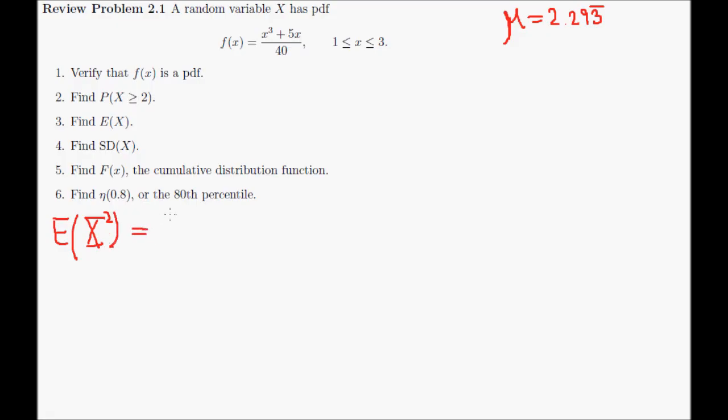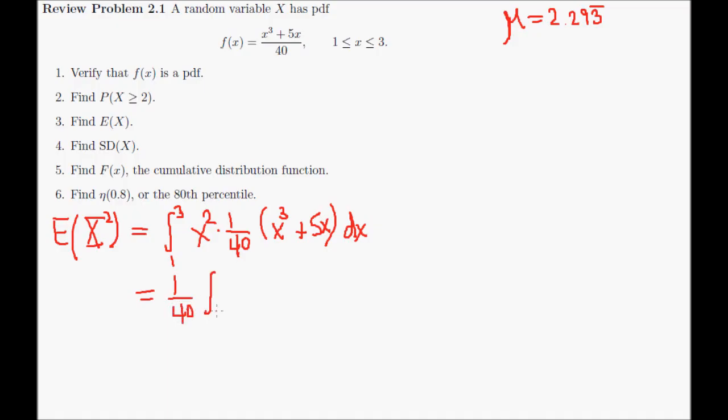So this will be equal to the integral from 1 to 3 of x squared times 1 over 40 times x cubed plus 5x dx. So this is equal to 1 over 40 times the integral from 1 to 3 of x to the fifth plus 5x cubed dx.